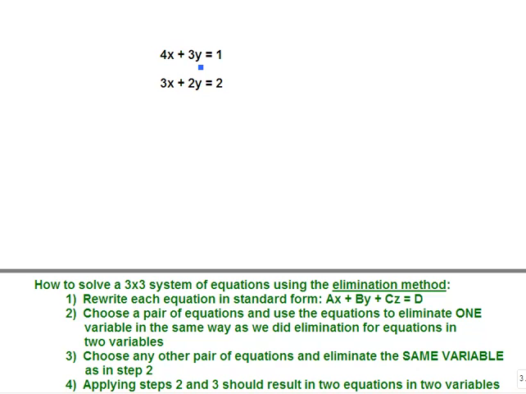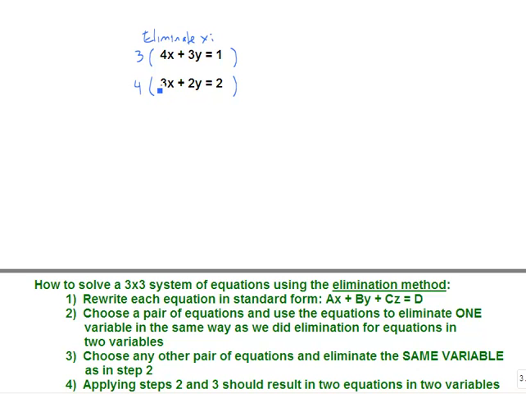If I wanted to eliminate y, then I'd probably need to get 6's out front, since 2 times 3 gives me 6. And again, I would have to multiply both equations by something. So it's going to be equal amounts of work to eliminate either x or y. So here you just want to take your pick. Let's say that we want to eliminate x. Then I would need to multiply the top equation by 3, so that 3 times 4 will be 12, and the bottom equation by 4, so that 4 times 3 would be 12.